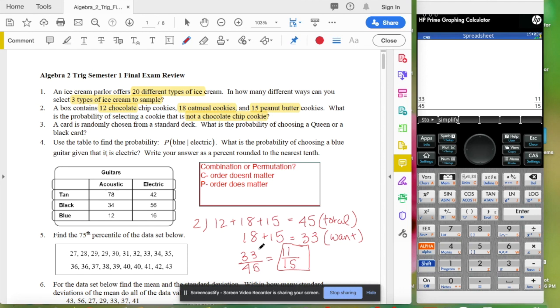If you're doing this by hand, because you don't know how to do it on your calculator, just look at 33 and 45 and divide by a common factor, or the greatest common factor, to get your simplified fraction, which is 11 over 15.